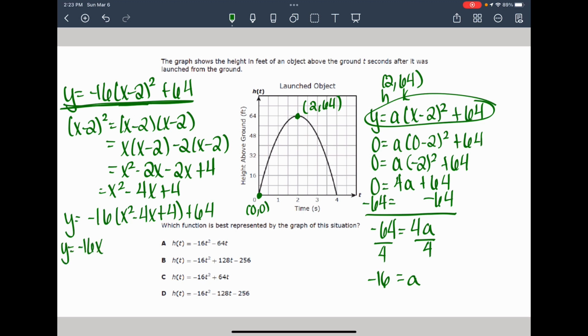So you get y equals negative 16x squared plus 16 times 4, which is 64, so plus 64x, minus 64 plus 64. So these last two terms are going to cancel, and you get y equals negative 16x squared plus 64x. So here, instead of x, they have t, because remember the x value was time, so that's why C is the correct answer choice.